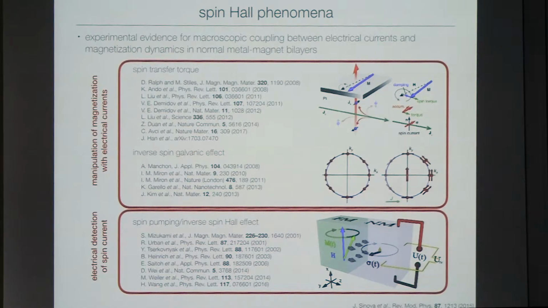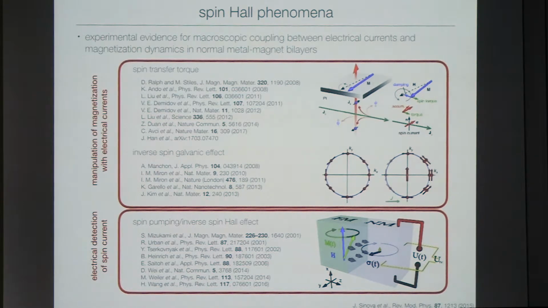So a lot of excitement in recent years in spintronics is emerging out of this collection of phenomena known as spin Hall phenomena. Essentially, this effect allows macroscopic magnetoelectric coupling between electrical currents and magnetization. And it's typically studied in bilayer systems where you have a paramagnetic metal coupled to a magnetic system. And there's a family of effects like the spin transfer torque and inverse spin galvanic effect, which allows electrical currents to induce magnetization dynamics. And then there's the inverse effect, with spin pumping and inverse spin Hall effects, where you can use magnetization dynamics to generate electromotive force in the adjacent normal metal.